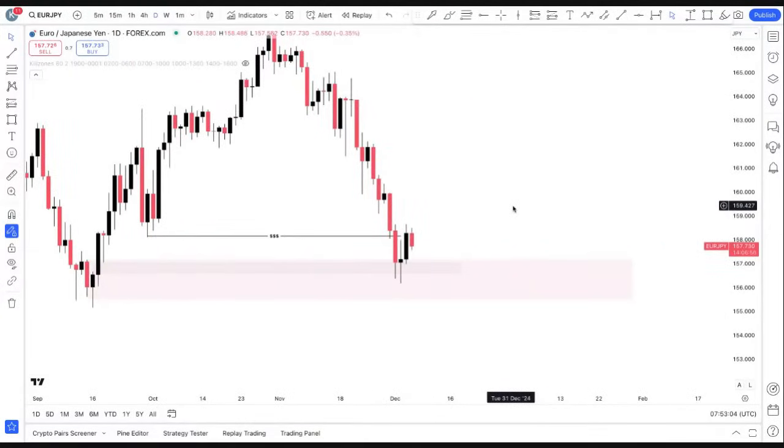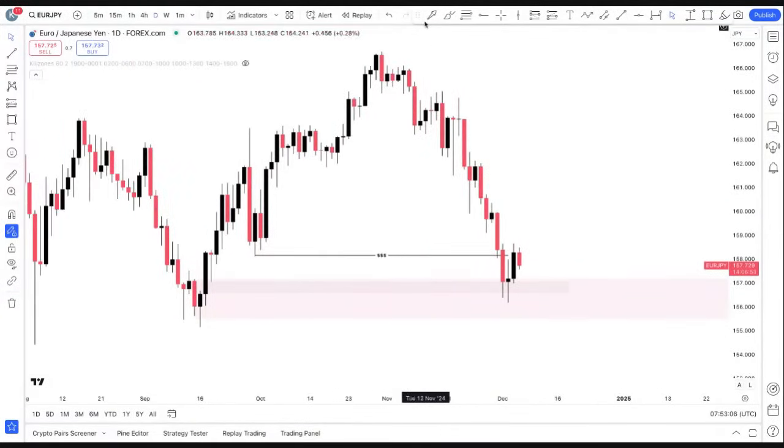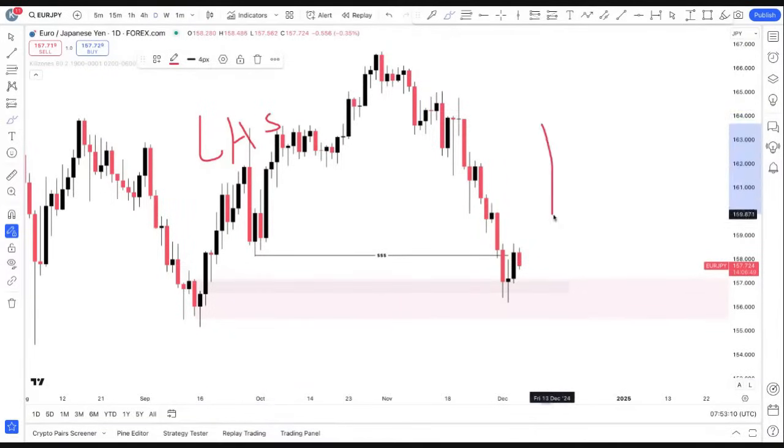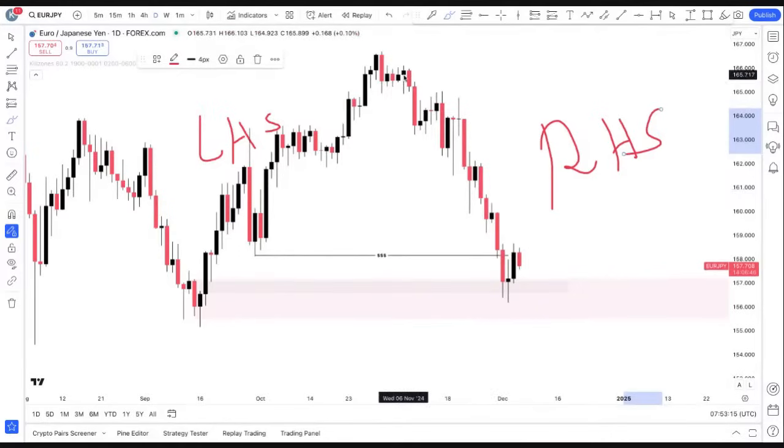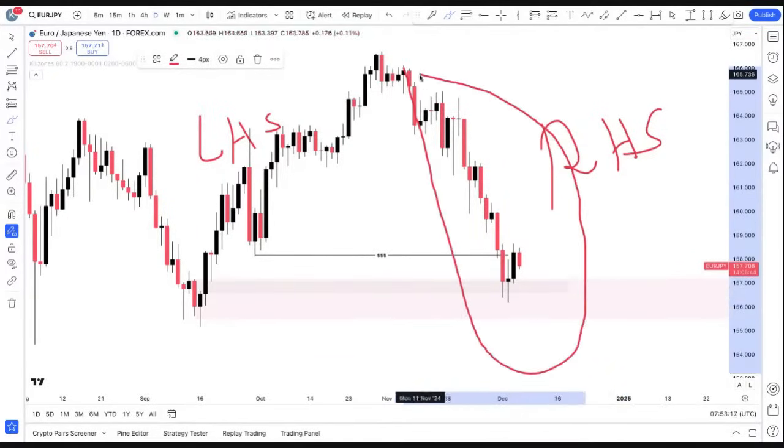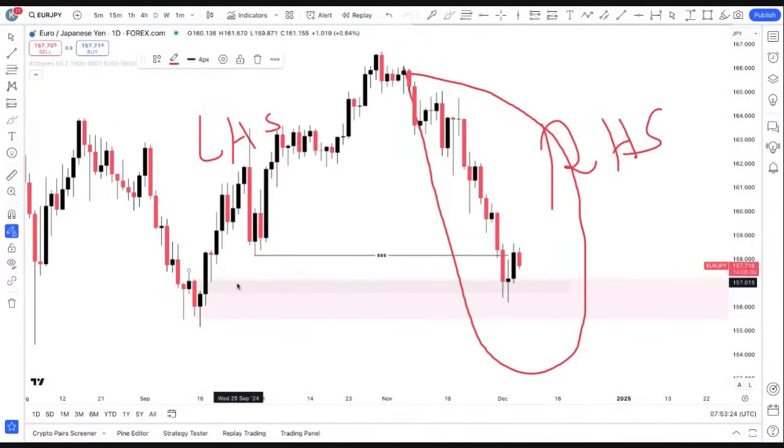Remember, I told you that when you are doing your analysis, you must be able to bring into context the left hand side and the right hand side of your trade scenarios. The right hand side is telling us that price is trading bearish into a key level, and the left hand side left us with what? A bullish order block and a fair value gap.